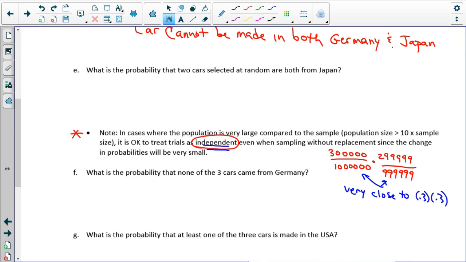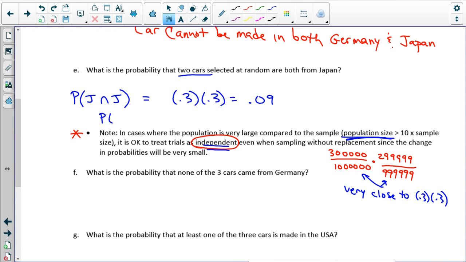We treat them as independent, even though they technically aren't, because the population size is so large and the sample size in this case is 2. Notice that we're only taking 2 cars. Since the population size is very large and the sample size is very small, we can treat them as independent. So 0.3 times 0.3 gives us 0.09. In statistical verbiage, we would say the probability of Japan and Japan given 2 cars is the same as the probability of a Japanese car times the probability of a Japanese car.